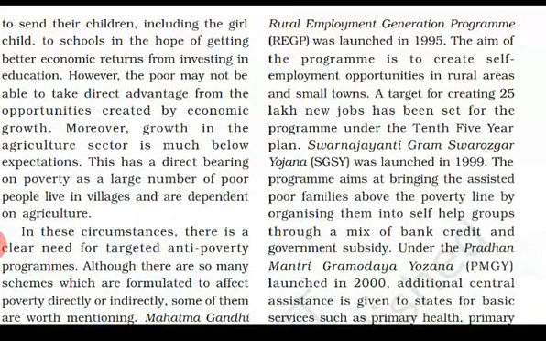Another is Swarna Jayanti Gram Sarojgar Yojana, SGSY, launched in 1999. The program aims at bringing the assisted poor families above the poverty line by organizing them into self-help groups through a mix of bank credit and government subsidy. So under this program, the poor family will be assisted by organizing them into self-help groups. Formation of self-help groups will be there, and through that they will be provided the bank credit and the government subsidies. This is under SGSY, Swarna Jayanti Gram Sarojgar Yojana.